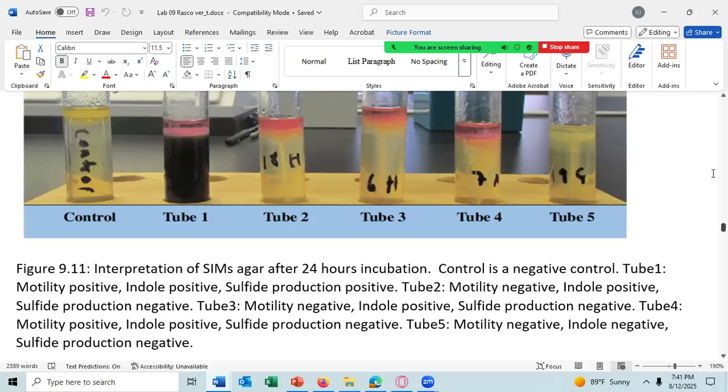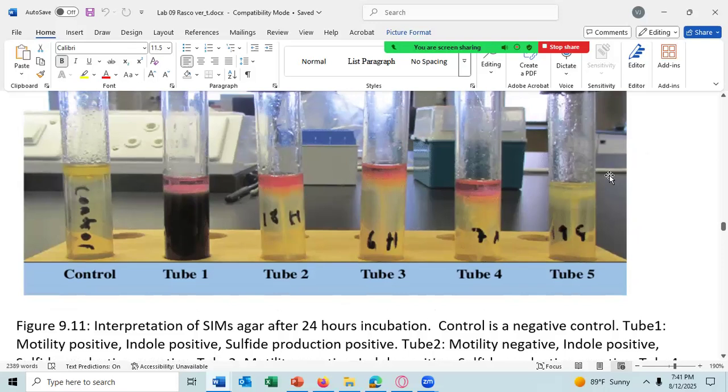The second test is whether the bacteria are motile or not. If the bacteria are not motile, they'll only grow in the slant where you stab inoculated. But if the bacteria are motile, they can either be everywhere like tube 1, or they can be mostly on the top right. I don't know why it's more on the right than the left, but it is.